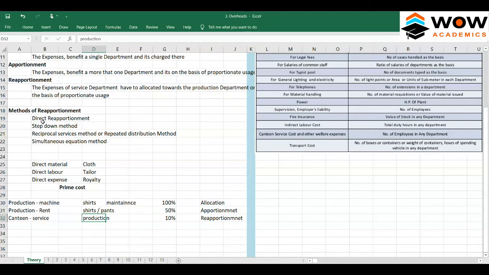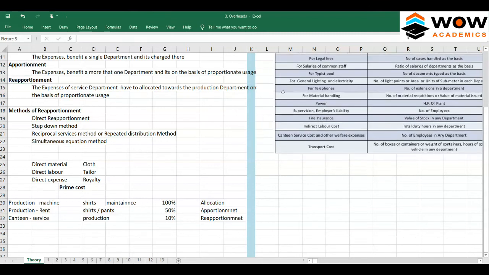So you can look here. Apportionment here refers to the expense or benefits shared by more than one department, on the basis of proportionate usage. So when we proportionately divide the cost, it's called apportionment. Reapportionment refers to the expense of service departments having to be allocated towards the production departments on the basis of proportionate usage. So on some proportionate basis it has to go from canteen expense to the production department expense.